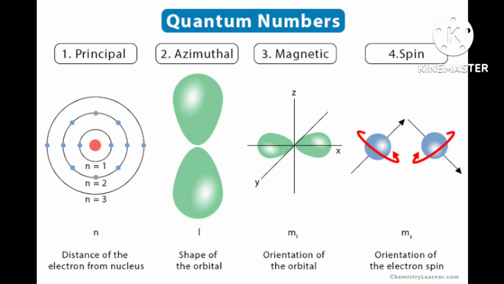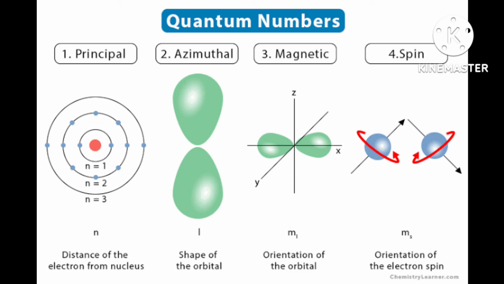Hence the subcell notation will be 1s. If n is equal to 2, orbit number 2, then there will be two values of L, 0 and 1. Then its notation is 2s, because n is equal to 2, that's why you are writing 2. When n is equal to 1, you have written 1s, because only one subcell was there, that is the s.